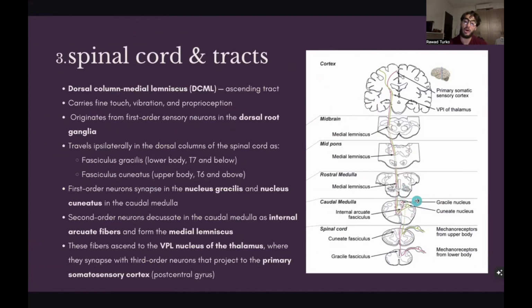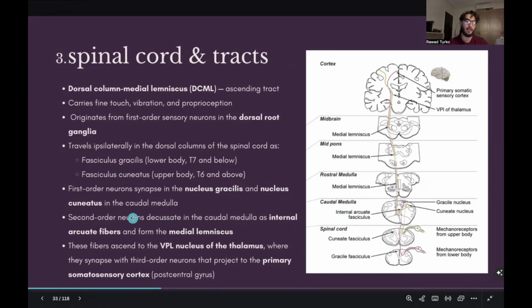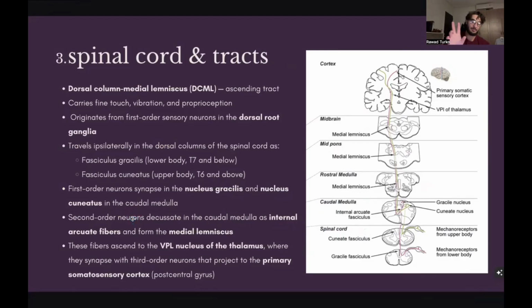Now those neurons are going to also decussate in the medulla. So you have two major tracts crossing over in the medulla: the corticospinal tract and the dorsal column. They're going to decussate in the caudal medulla as internal arcuate fibers. While they're crossing over, those specific fibers are called the internal arcuate fibers, and then they're going to form the medial lemniscus. So the dorsal column is the pathway that's still in the spinal cord. After it decussates, it forms the medial lemniscus.